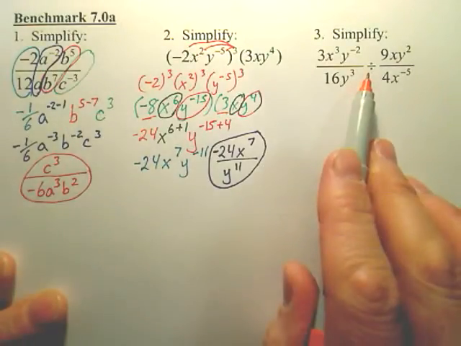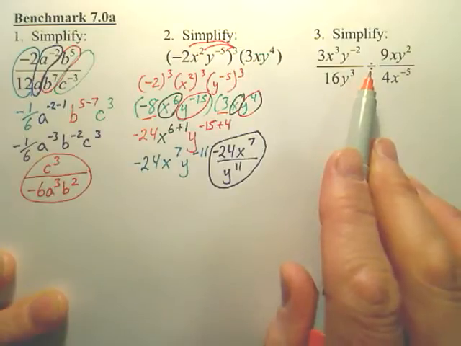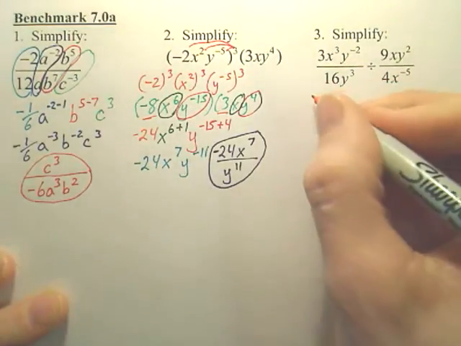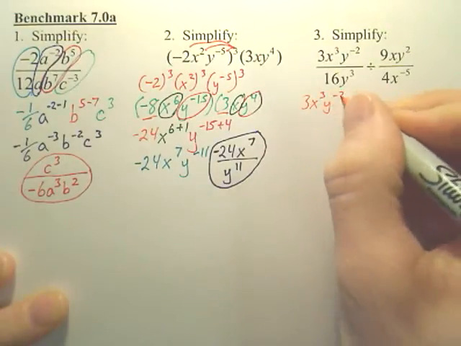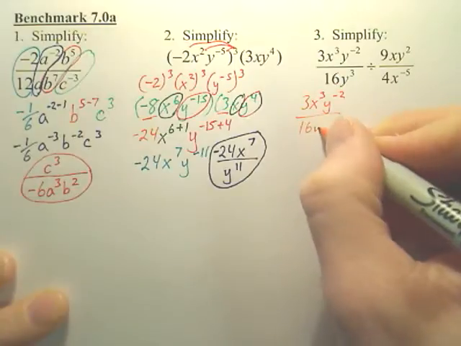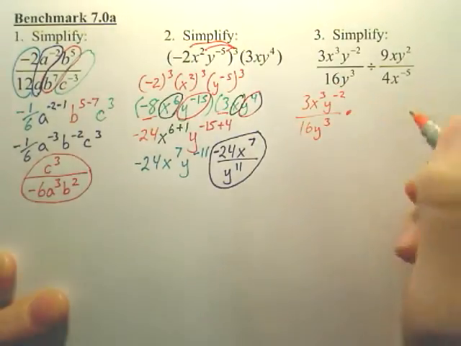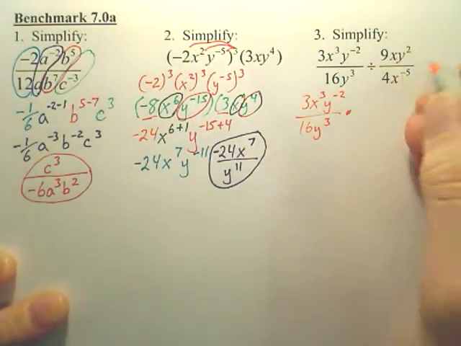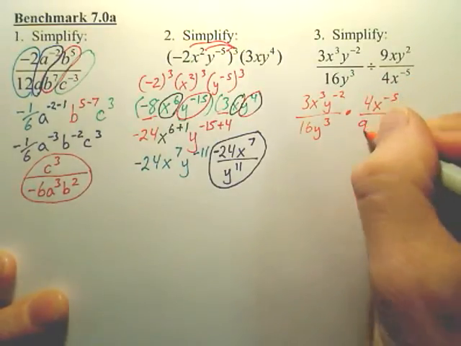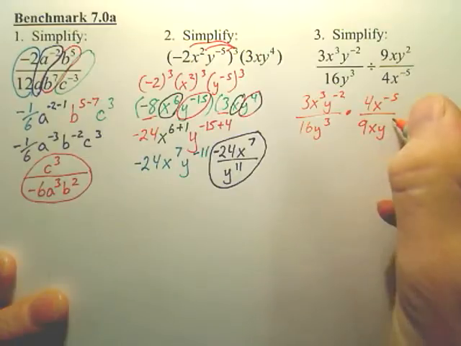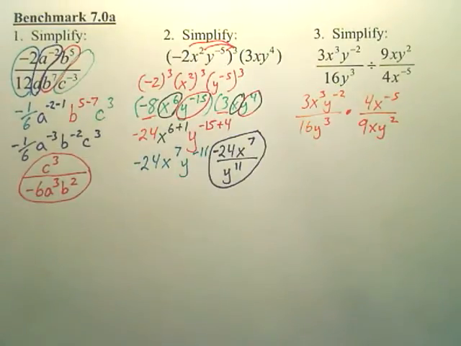When you have division, you have to remember what you do is change division into multiplication and flip the second one. So we're going to rewrite the first one. We're going to switch it to multiplication, but we flip this one. So the 4x to the negative fifth is here, and the 9xy squared is here.